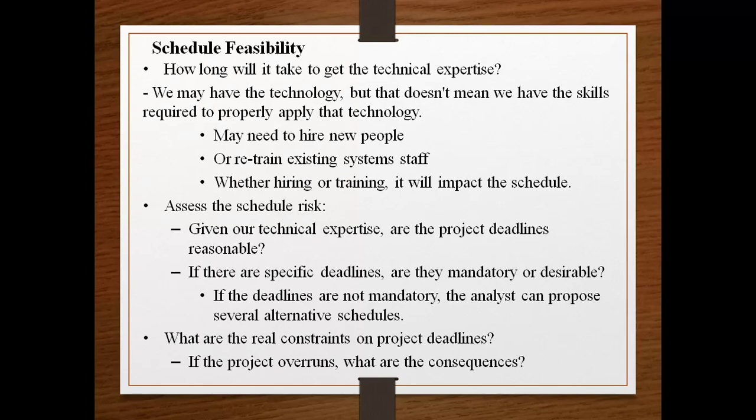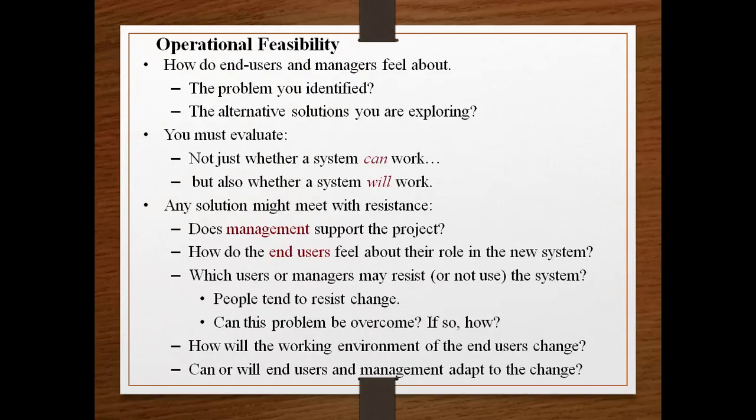You have to identify whether you have technical expertise but your deadlines are reasonable or not. If it is reasonable, then is it mandatory or desirable? Desirable means you set the schedule, and mandatory means compulsory, you have to complete the task in the stipulated time. Whether there are real constraints on project deadlines, that also has to be identified. If your project overruns, then what are the consequences? Will you have to pay some amount to your customer, and so on. So these are the consequences which you have to see.